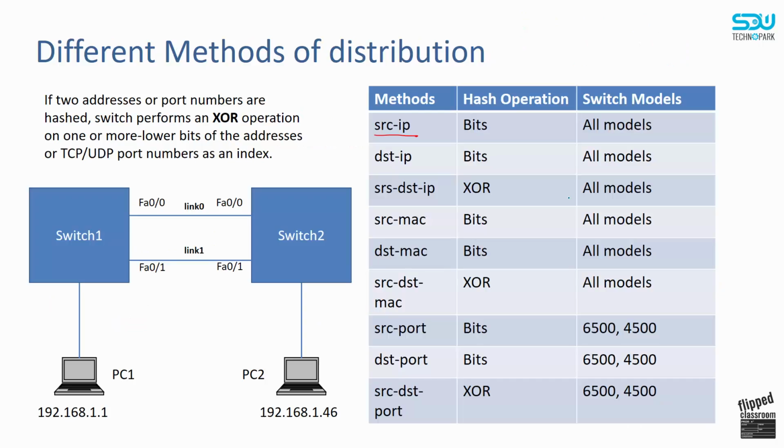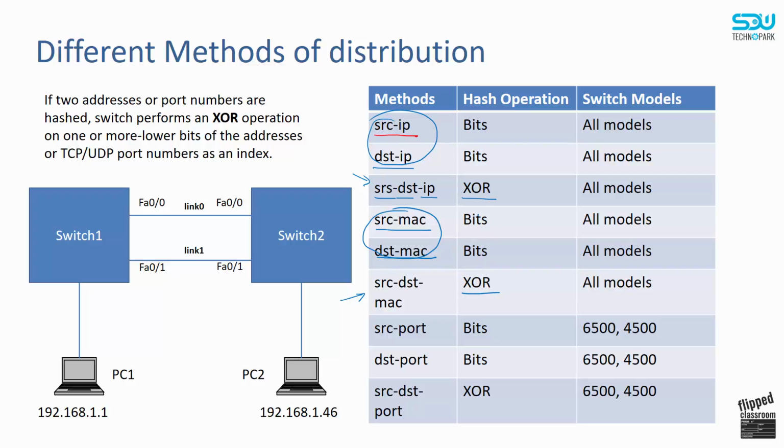What other method can we use? We can use the destination IP address, or we can use the source and destination IP address. We can use source MAC address, we can use destination MAC address. It's the same as we used for the source and destination IP address. Now we have to pay attention to the source and destination IP address and to the source and destination MAC addresses. Here you can see the hash operation, which is equal to the XOR.